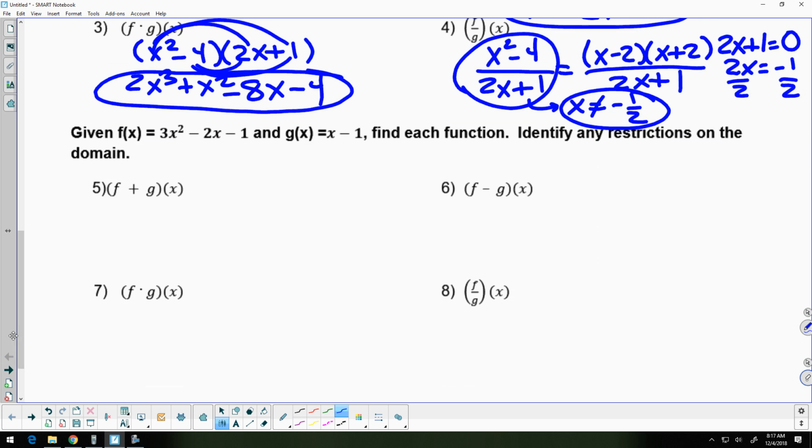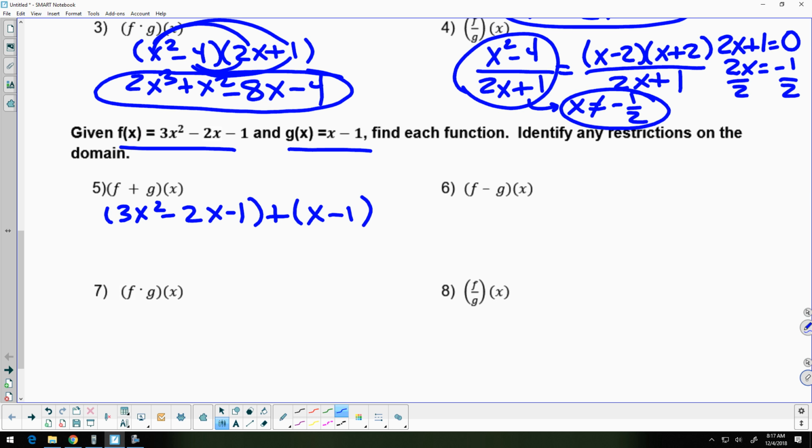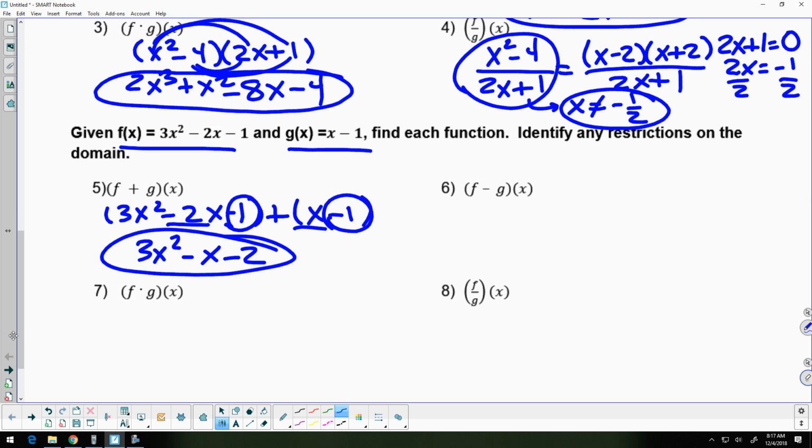Same thing for the next one. So we just got two new functions again. We got f of x, we got g of x. So now f of x is going to be a trinomial, so it's getting a little bit bigger here. So we're doing f of x, and then we're adding to it g of x, x minus 1. So combine like terms, 3x squared. See, negative 2x plus 1 would be negative 1x. And then negative 1 plus a negative 1 would make that negative 2. And there you go.